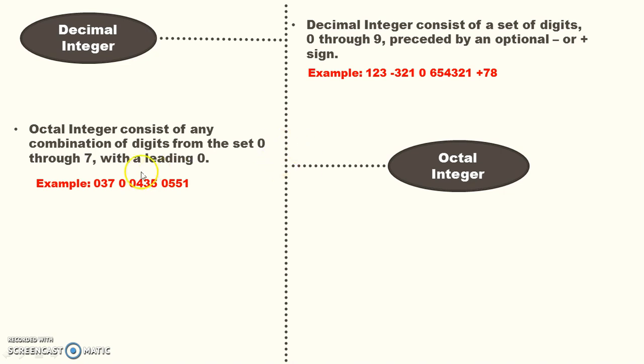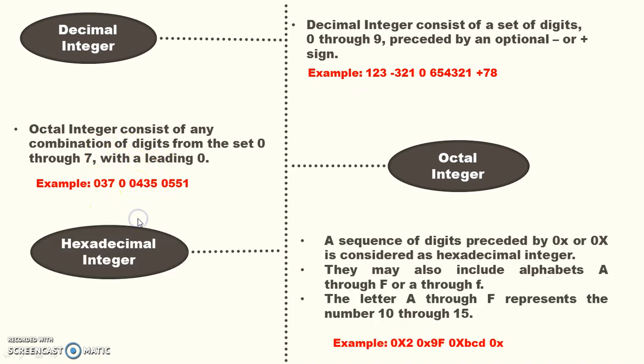Next is the octal integer, a collection of digits from the set 0 to 7 with a leading 0, like 037. If any number starts with 0, it is an octal number. Next is the hexadecimal integer: a sequence of digits preceded by 0x or 0X is considered a hexadecimal number. They may also include the alphabet A to F or small letters a to f. The letters A to F represent the numbers 10 to 15, like 0x2, 0x95, etc. So this is all about the integer constant.